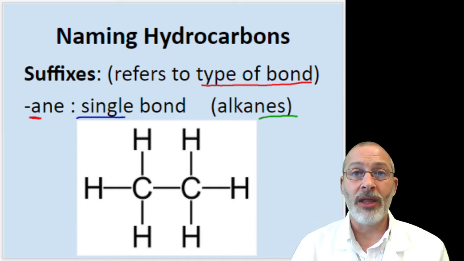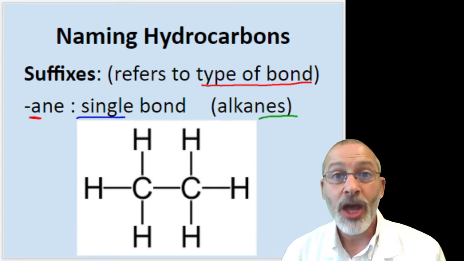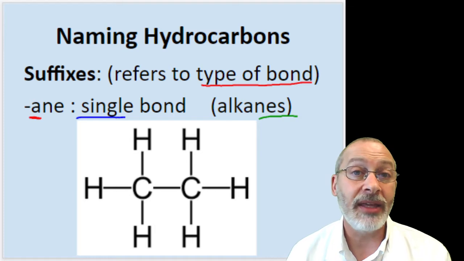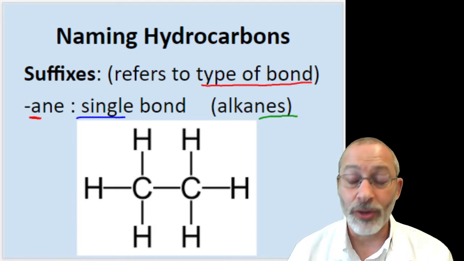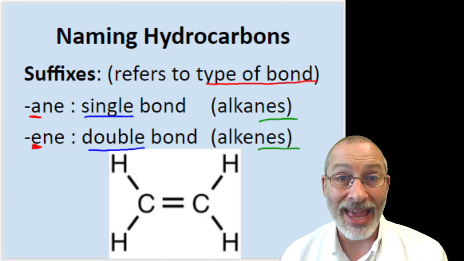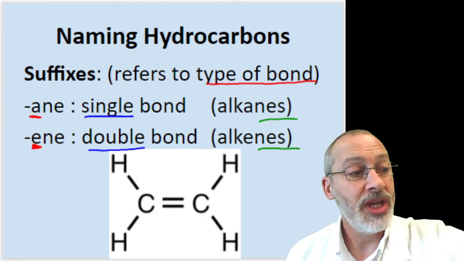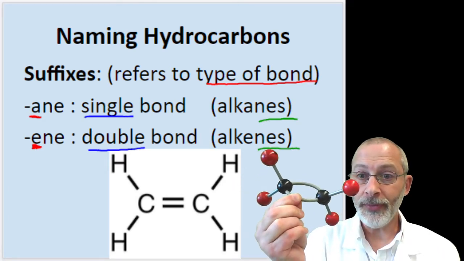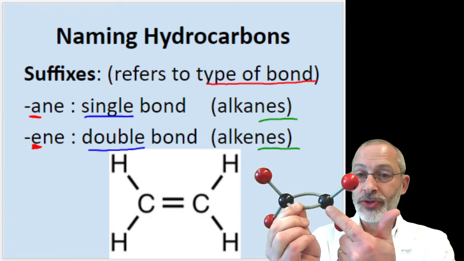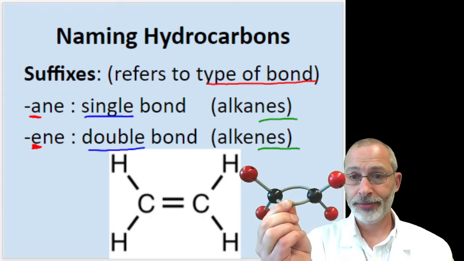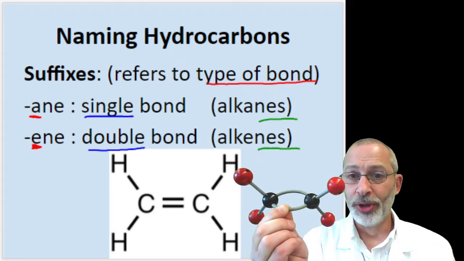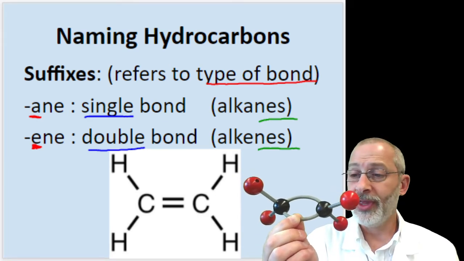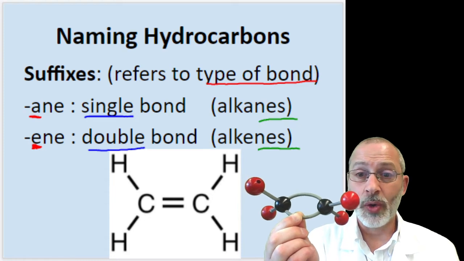And any organic molecule that ends in the suffix ane belongs to a group of hydrocarbons, in this case called the alkanes. So ane, single bond. Let's move on to the next one. Ene refers to double bonds. Here is a model of a hydrocarbon. Here's the carbons, here's the hydrogens, and you can see that there is a double bond between the two carbons that is summarized with the suffix ene.